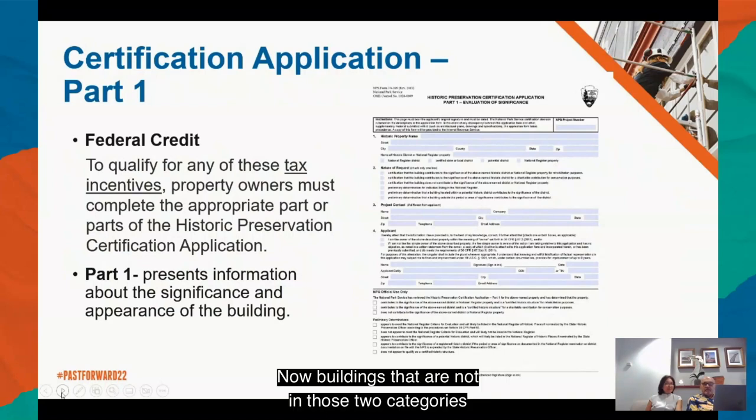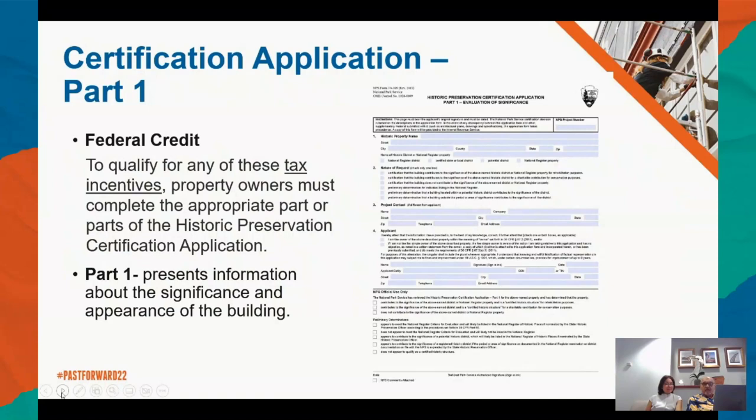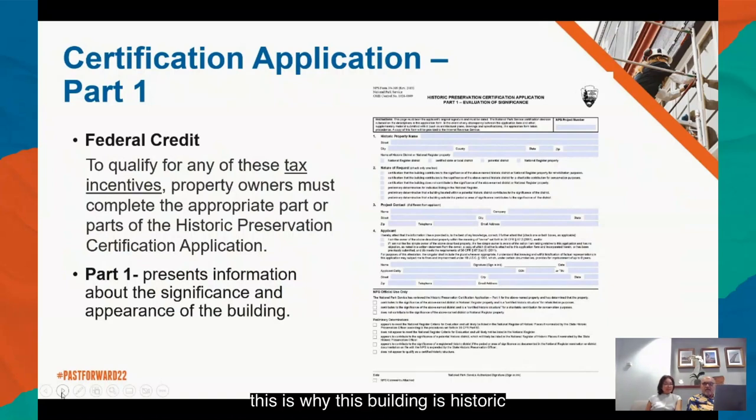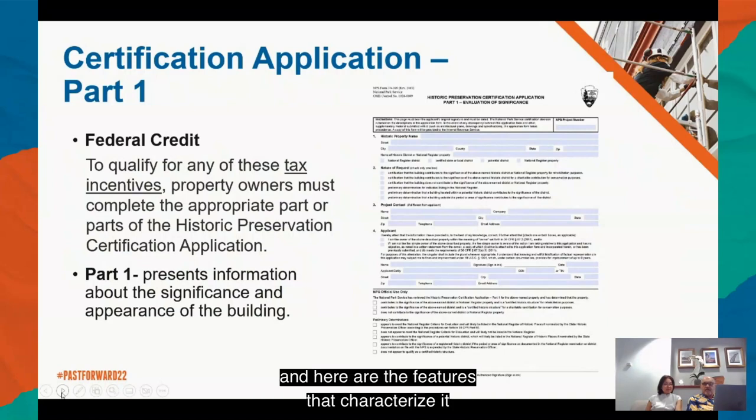Now, buildings that are not in those two categories can still earn the tax credit. However, the process is slightly different. And that's where part one comes in: you take a building and put together a narrative that says, this is why this building is historic, and here are the features that characterize it as a historic building.